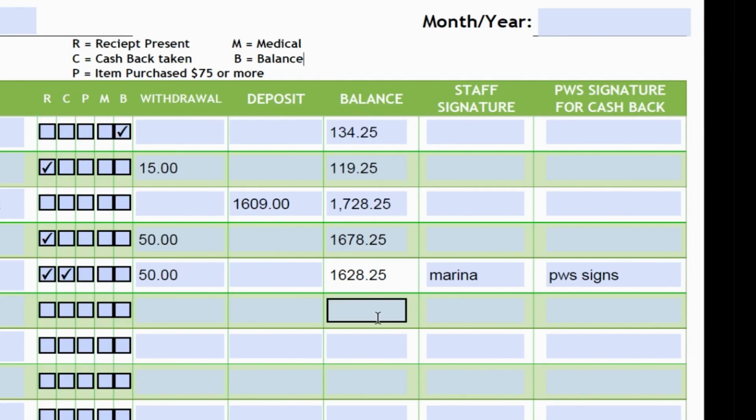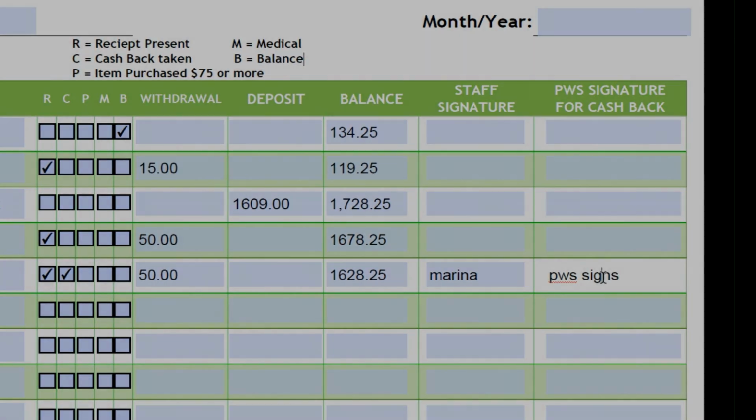1628.25. And at this point, this actually segues us over to the cash register training because if TLC supports the person with cash management, they have what's called a cash register. And we are going to do that training next. However, if you are supporting someone that manages their own cash, then you can end the training here. As long as you signed and the person you support signed there, you are good to go.